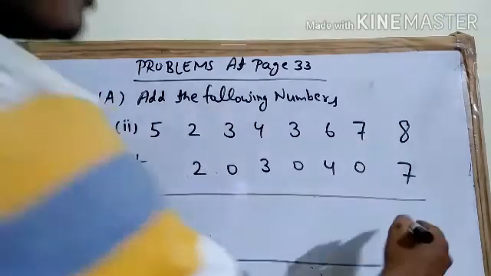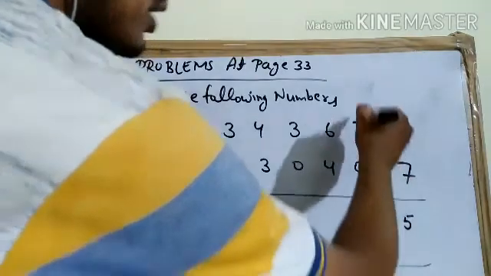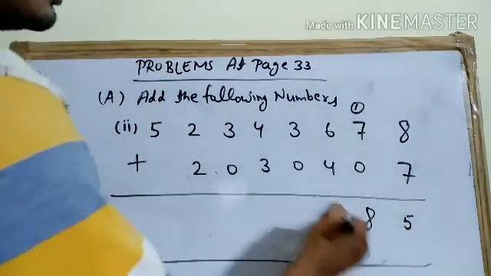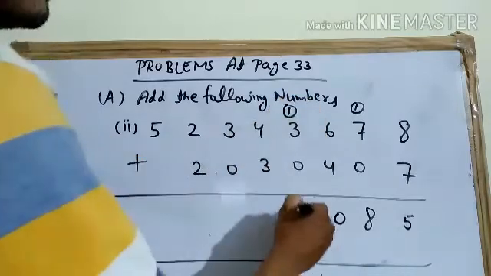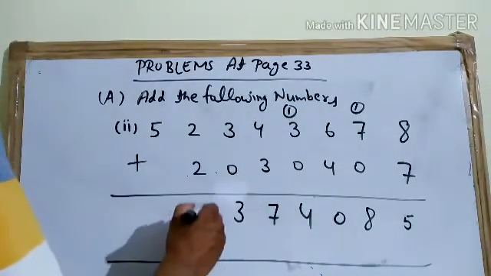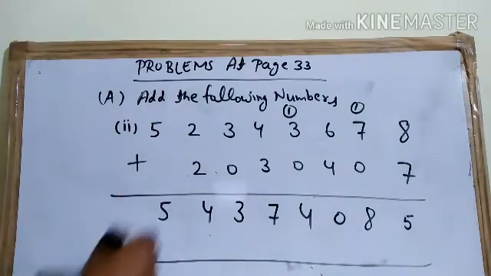8 and 7 15, there is one carry you can take here. 7 and 1 8. 6 and 4 10, there is one carry you can take here. 3 and 1 4. 4 and 3 7. 3 and 0 3. 2 and 2 4 and 5. So this is your answer.